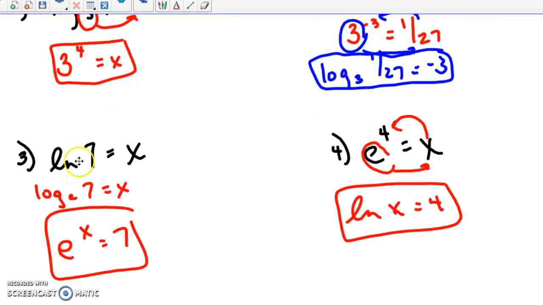Okay, so remember, when it's the natural log, it's the same as log base e. So if you do your little counterclockwise motion, you start with the base of e. So anytime it's natural log, your base is e, then it's e to the x power equals 7. Here, when it's a base of e, instead of writing log base e, you'll write it as a natural log, and then it's ln of x equals 4.